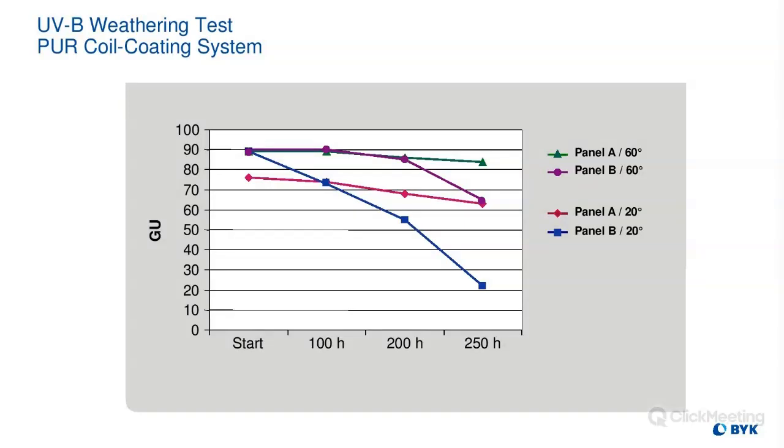So this is why we want to use the 20 degree in that high gloss range. But also note that at the start of the test, the reading is about 90 gloss units with that 60 degree meter, and at the end of the test for panel B, it's dipped below 70. So this is why it's good often to take readings with multiple geometries.